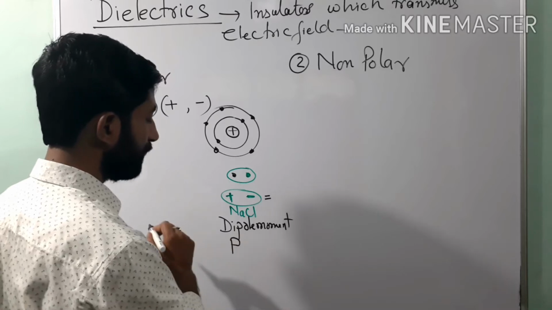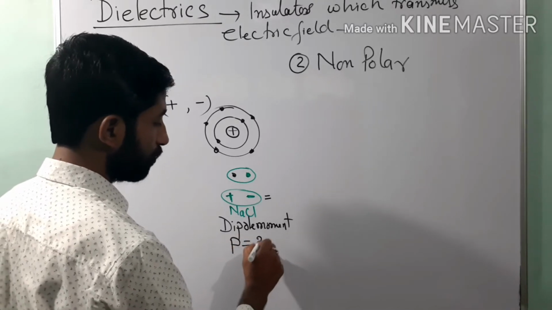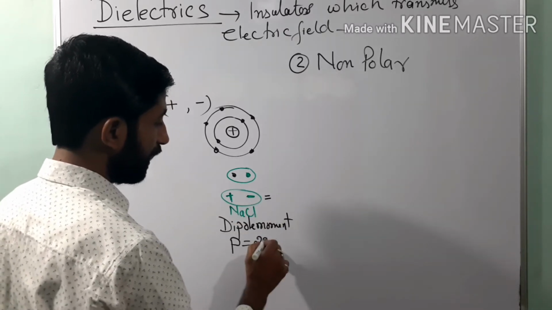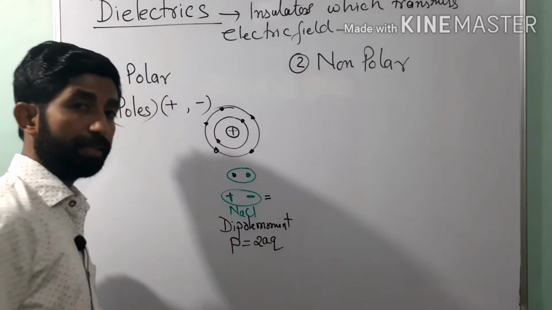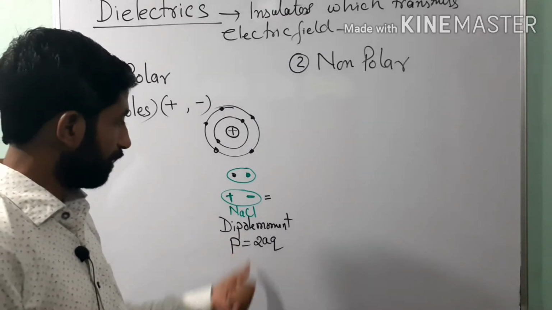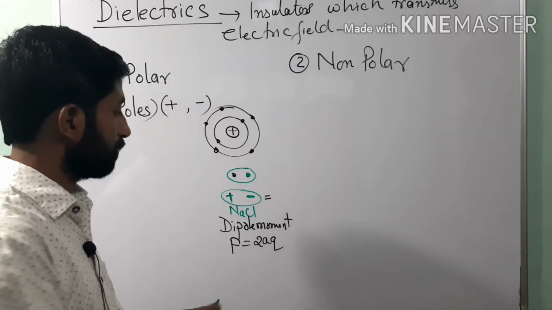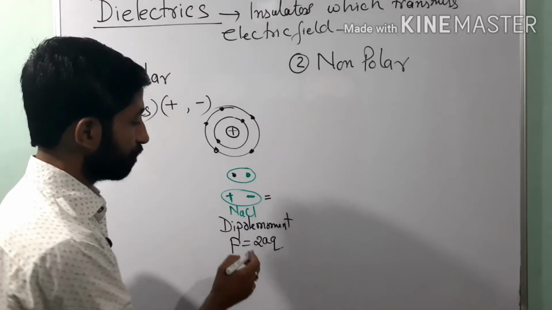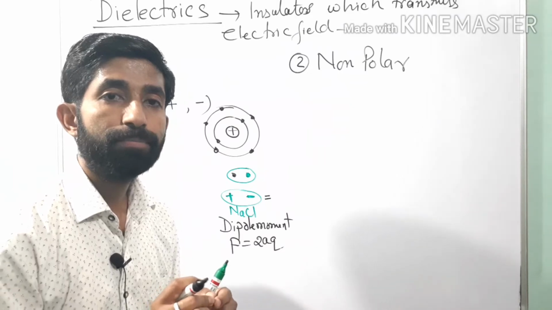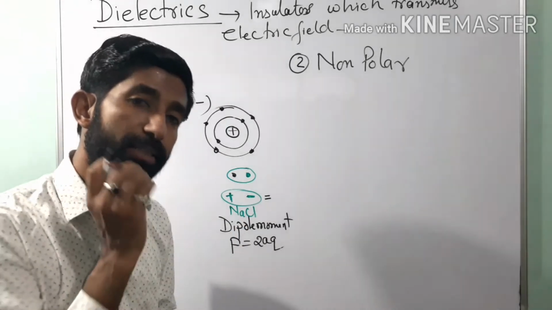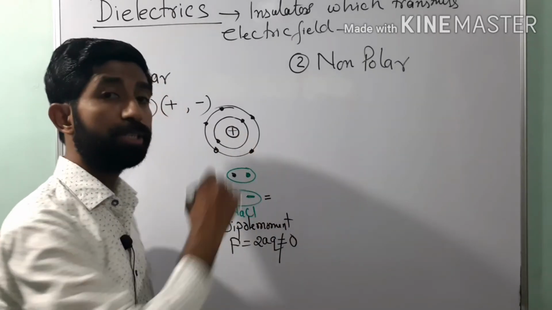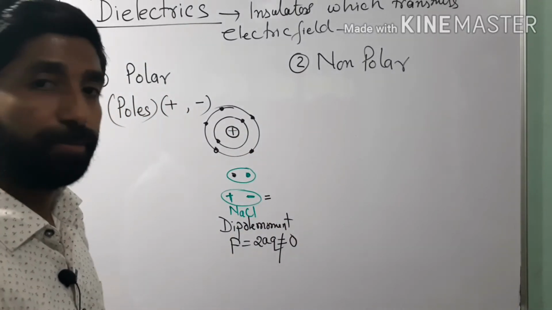And dipole moment P is equal to what? Twice A, that is the distance between the positive and negative charges, multiplied by either of the charges. So obviously, in this polar molecule, we are talking about polar molecules or polar atoms. In a polar molecule, the positive and negative centers of charge are not lying at the same point. So this has a non-zero electric dipole moment.